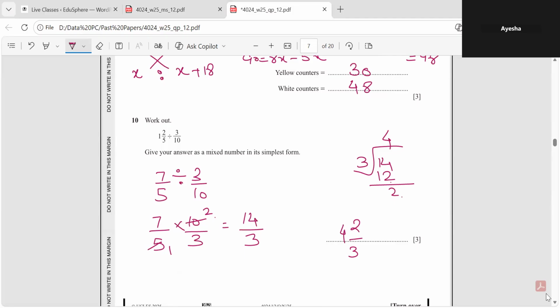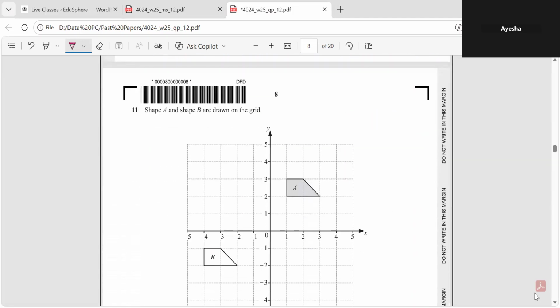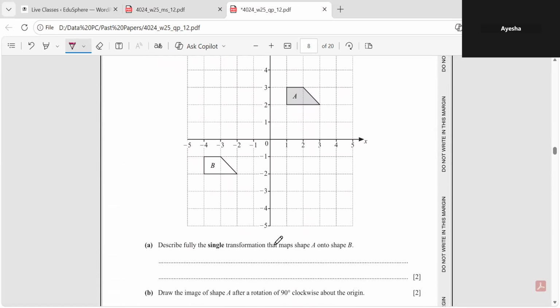Okay. Now moving on to this question, in which shape A and shape B are drawn on the grid. What we have to do is describe fully the single transformation that maps shape A onto shape B. Okay. So shape A and shape B are exactly the same shape, it's exactly equal to this one. So it must be a translation, because in translation, we just shift the shape from one place to another place. So we have to see how much we have moved it. For this, we have to count from this point to this point, what is the shift.